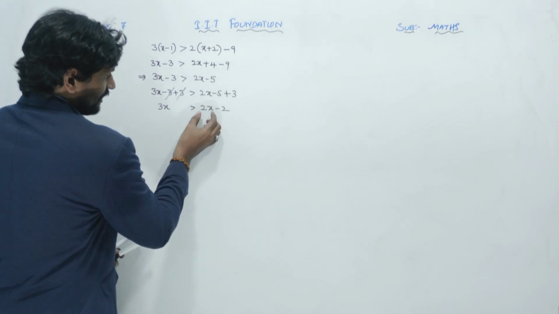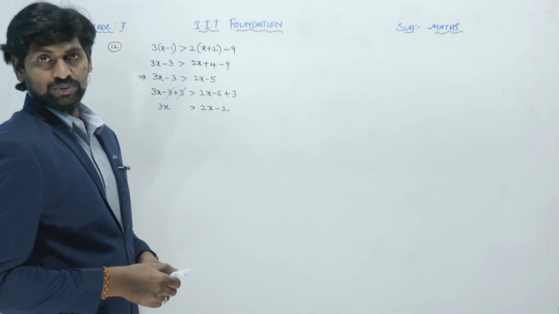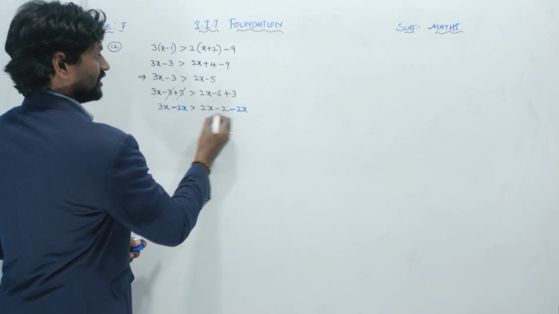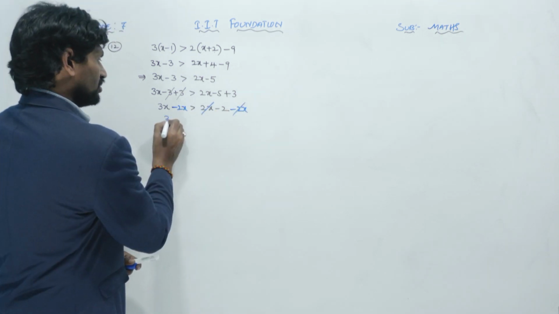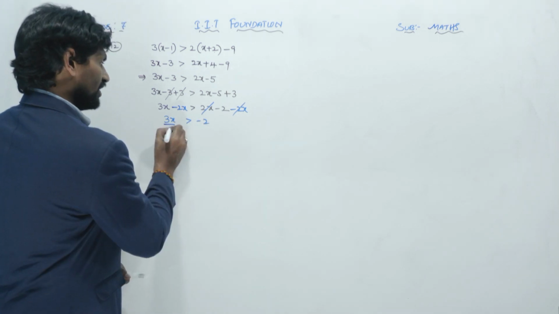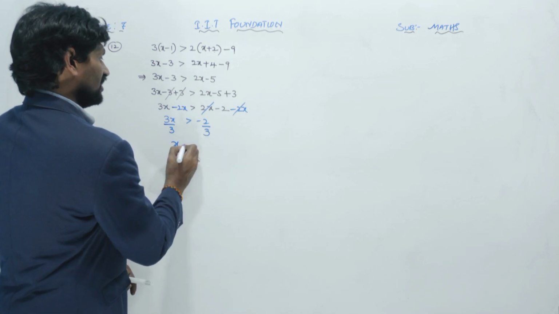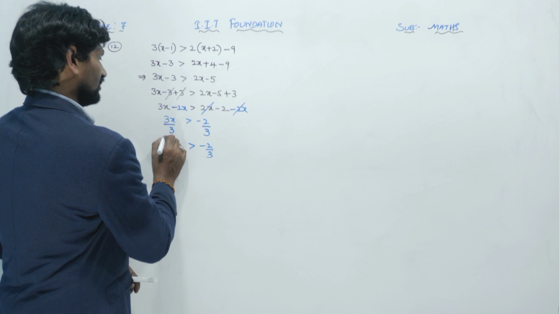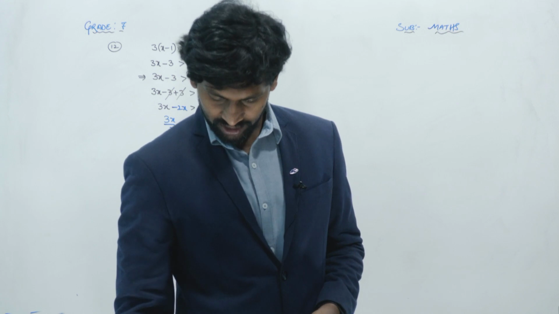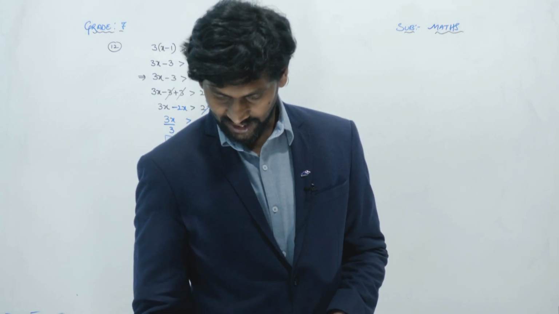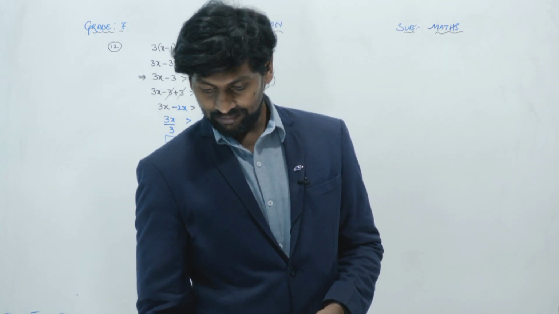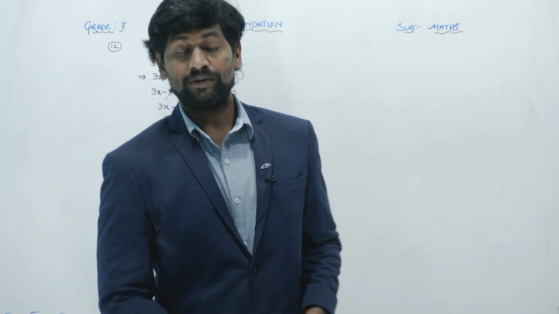Now bring the plus 2x to this side, it becomes minus 2x, that means subtract 2x on both sides. So 3x is greater than minus 2. Divide by 3 on both sides, then x is greater than minus 2 by 3. The x value is greater than minus 2 by 3, so we will get the answer set S.